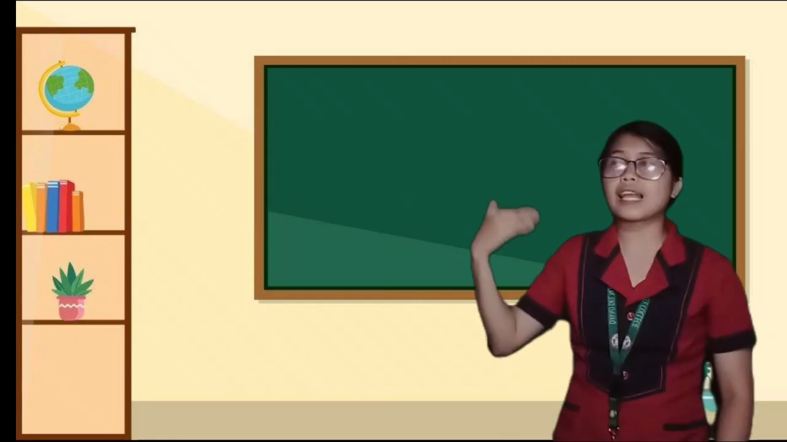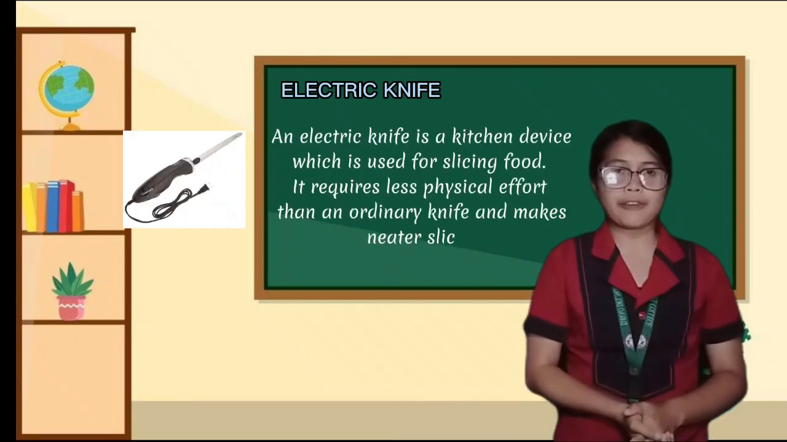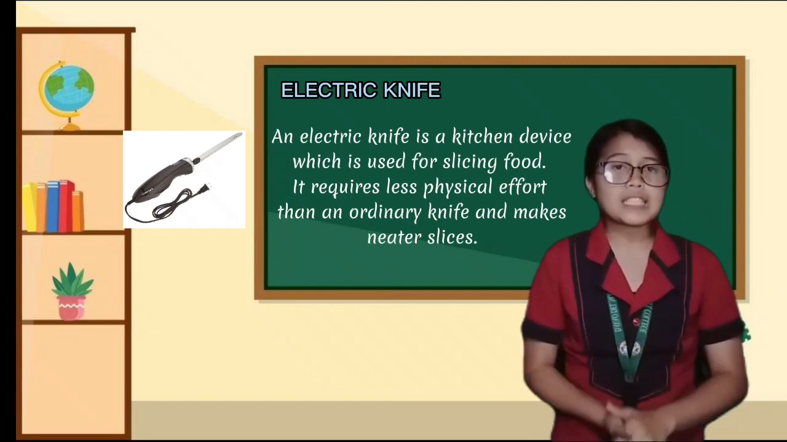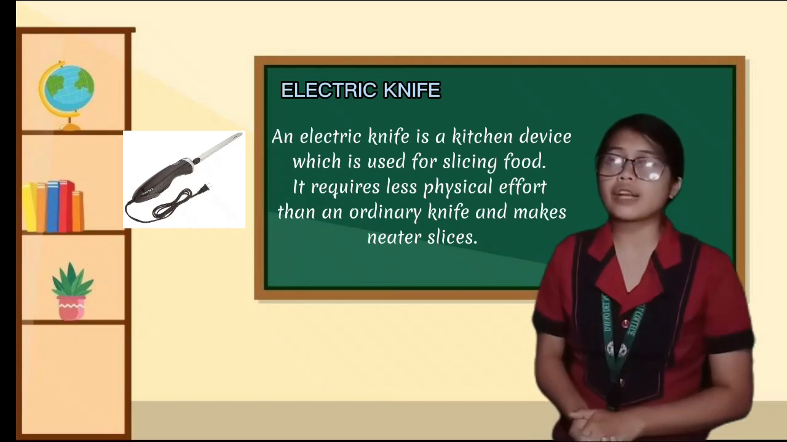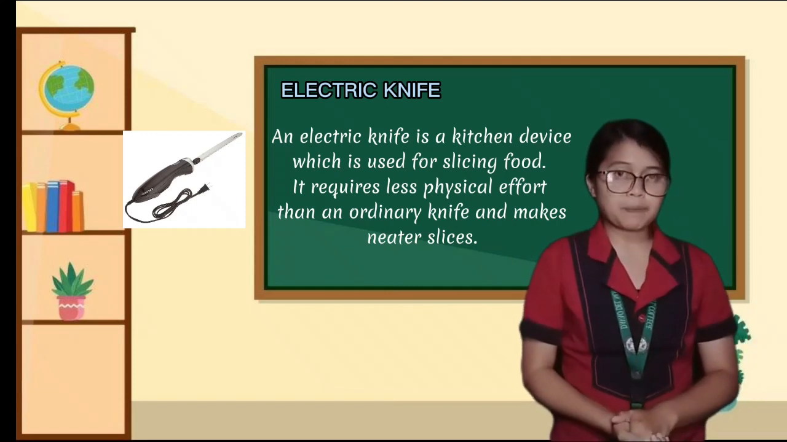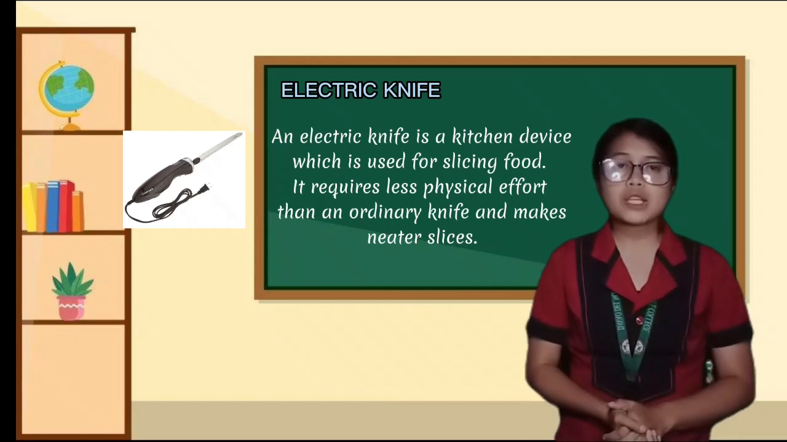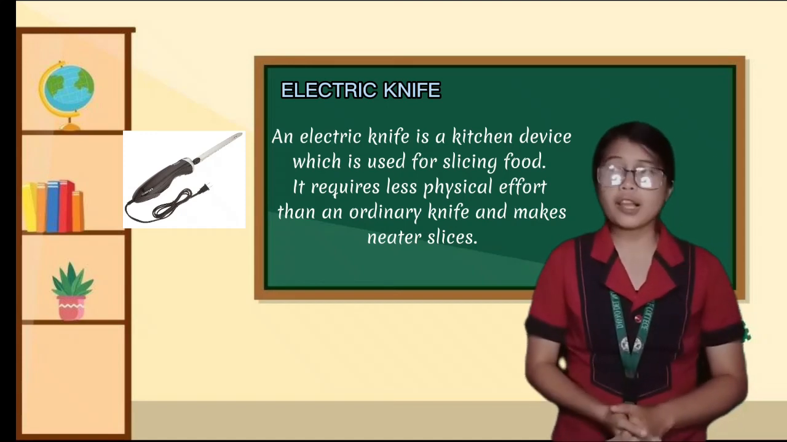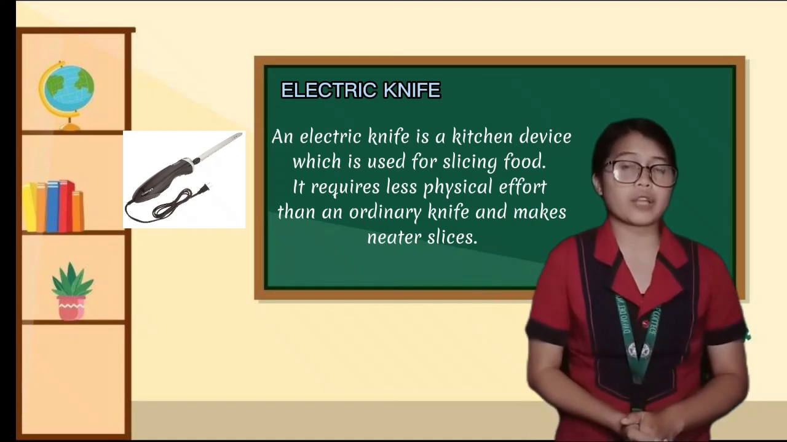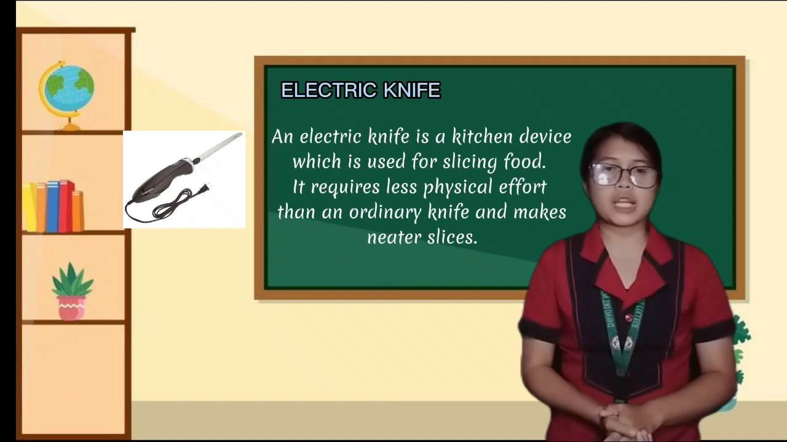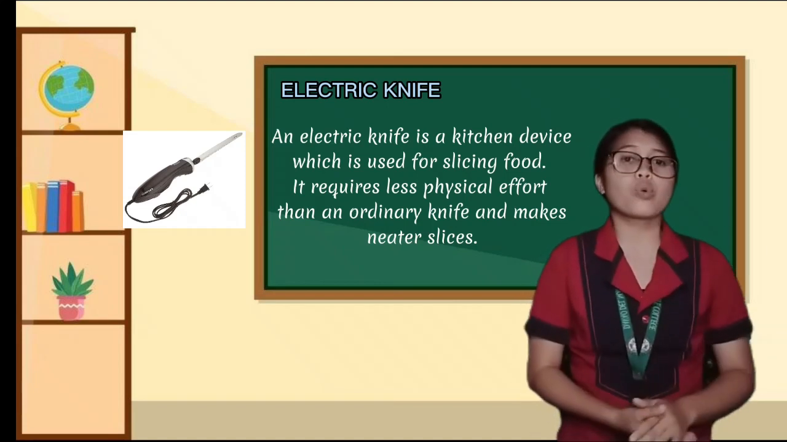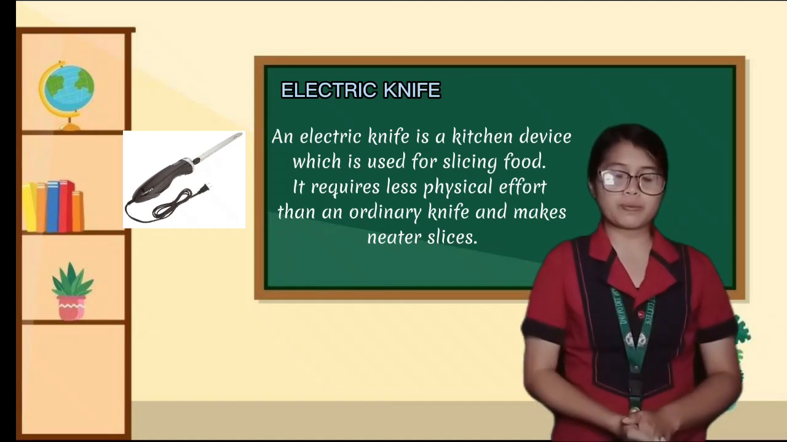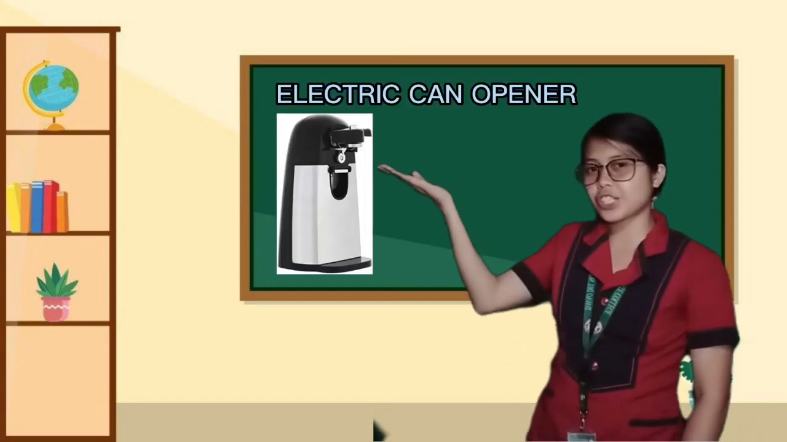Next, we have electric knife. So an electric knife is a kitchen device which is used for slicing food. It requires less physical effort than ordinary knife and makes neater slices. In addition, electric knives provide more control and precision when cutting, which can be beneficial when working with delicate or intricate food items. This can be especially important in caregiving services where dietary restrictions or specific portion sizes need to be adhered to.